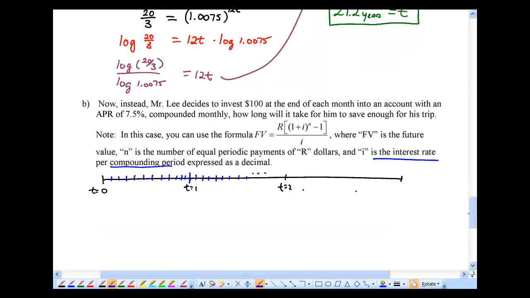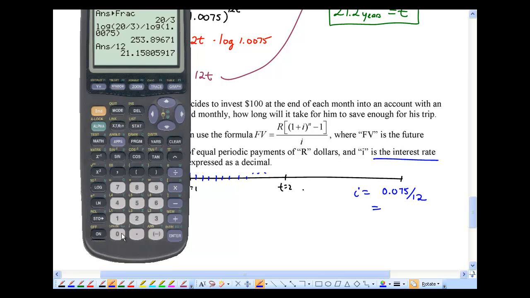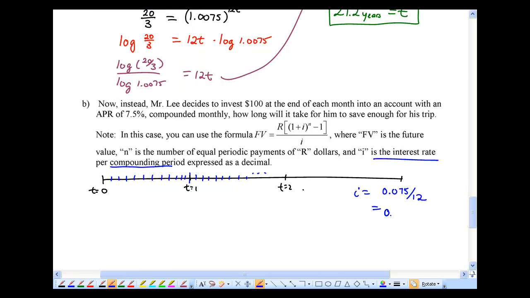So let's deal with that first. Since I is 7.5% this time, and its compounding period is, I guess I'm doing this every month, it's 12, I want you to change that to 0.075. You're going to have to divide that by 12. So let's do that here. 0.075 divided by 12. So what you're in essence getting is interest every single month that is less than 1%. It's 0.00625. That's the interest you're getting every single month.